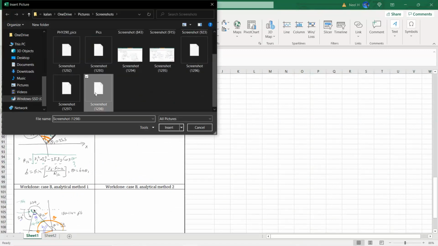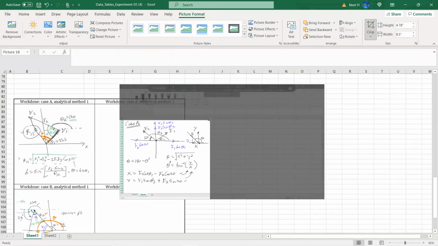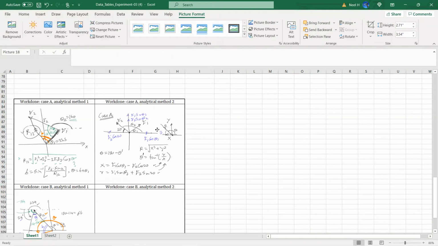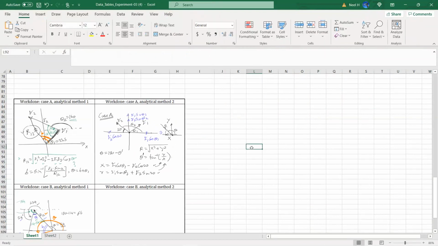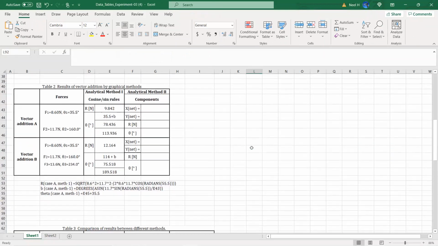We'll bring that screenshot right here. I'm going to crop out everything unnecessary, the part we don't need. We need only this information, right? That information should go there. That's the method 2, analytical method 2 for the case A. Let's do the function and then see how the numbers are going to work out, okay?